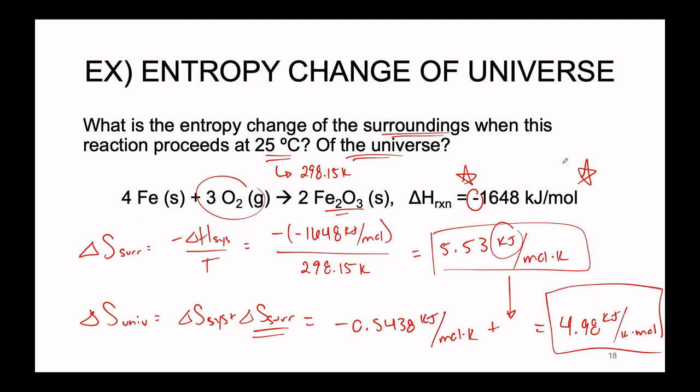As it turns out in the rusting of iron here, again, we can see that the entropy change of the surroundings is enough of a driving force to make sure that this reaction moves forward spontaneously. If, however, the entropy change of the universe would have been negative, we would have concluded that this is a non-spontaneous reaction and requires continuous energy input to proceed.